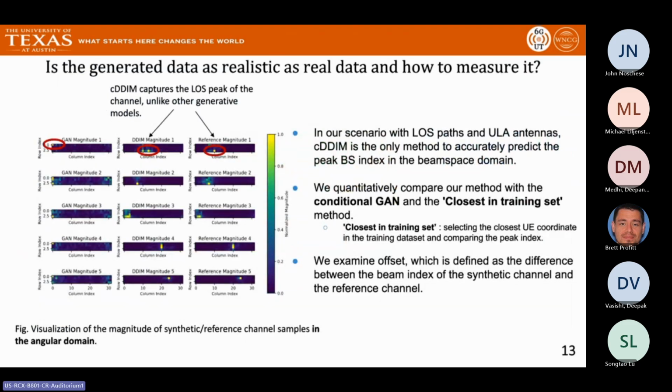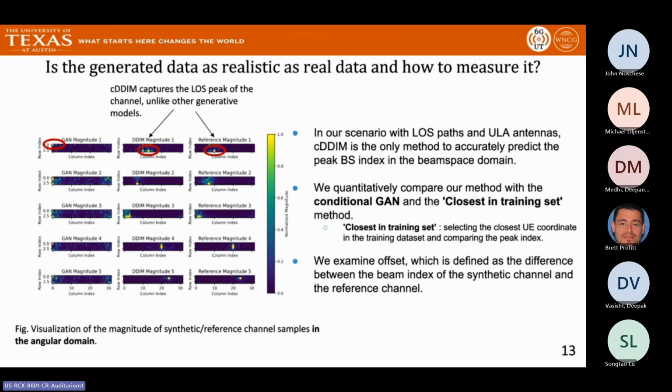Yeah, so when we look at the channels to see if the generated data is as realistic as real data, in our scenario we found that the middle column is from the diffusion model, the right column is the reference, and the left column is from the GAN. As you can see, the LOS peak is not captured when we use GAN, but the LOS peak is captured when we use the diffusion model.